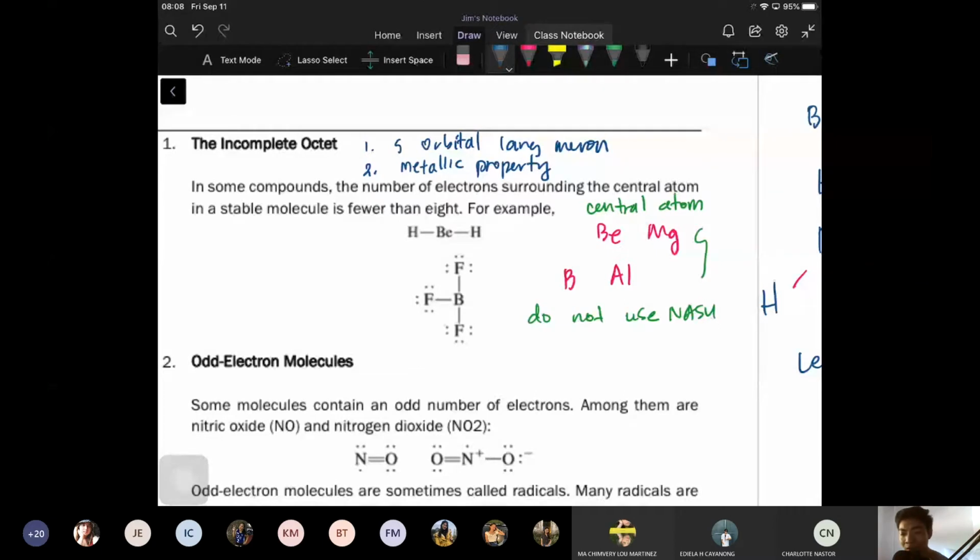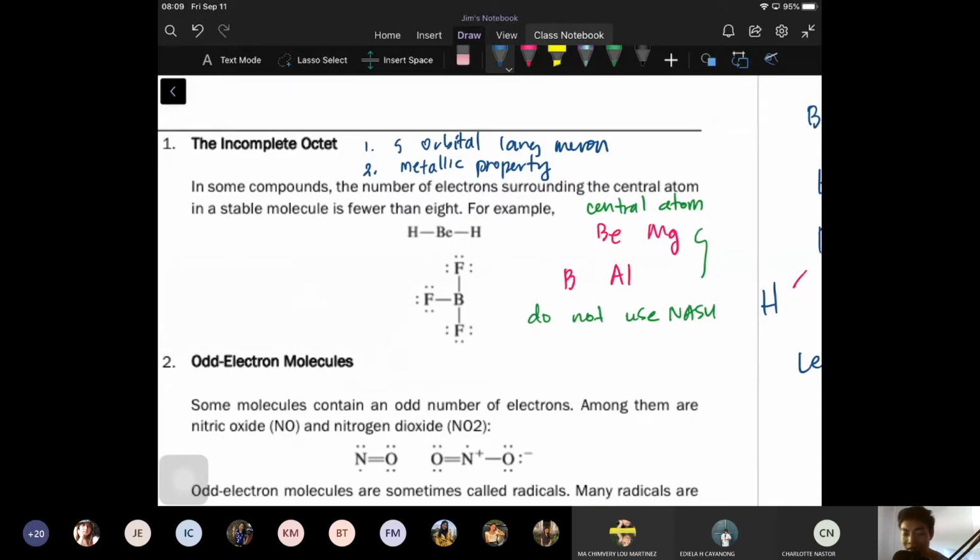Number 2, if nakita mo siya sa p orbital, then may metallic property siya. It will violate the octet rule, no? Magiging incomplete octet yan, such as boron and aluminum. So these two, they have metallic properties, so mag-violate talaga yan. Wala tayong magagawa doon. Okay? So that's the first violation ng octet rule.